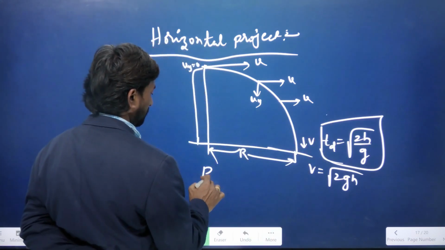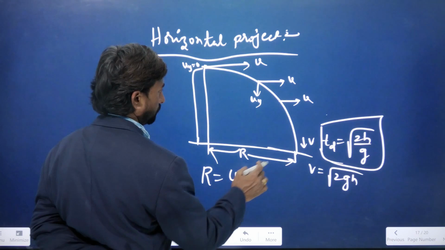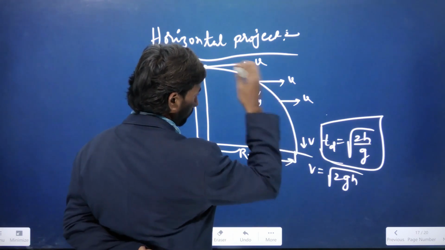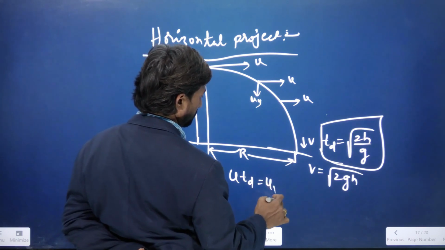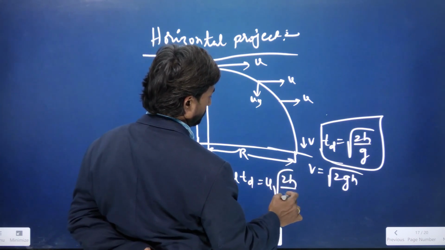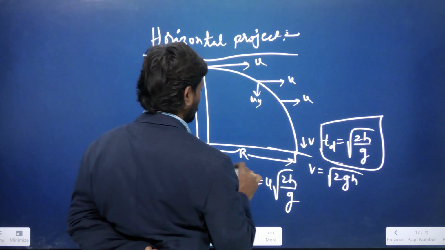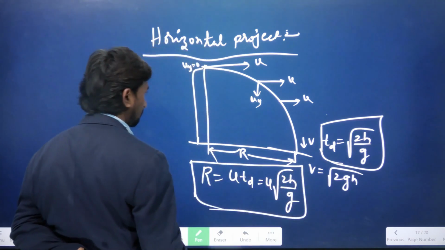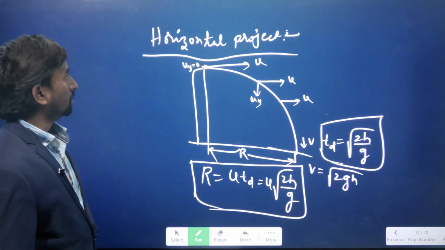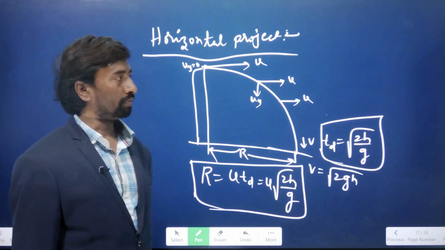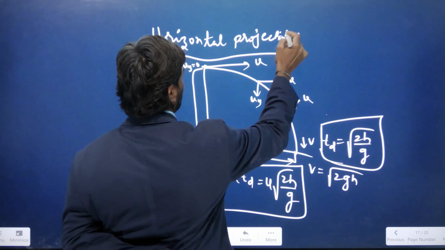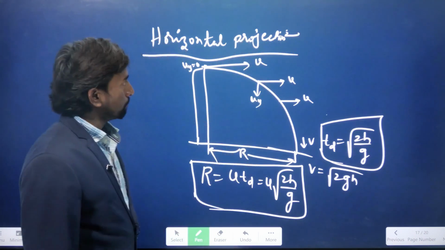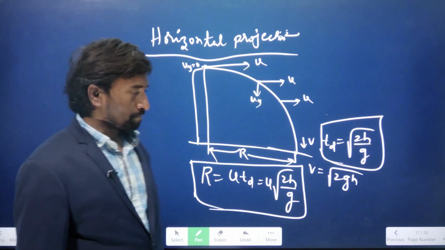Now the horizontal range can be written as u into t, the time of flight. The time of flight is Td only. So Td will be the time of flight here, so u into square root of 2h by g. So this is a body projected with a certain velocity from the top of a tower. That is called the horizontal projection of an object.